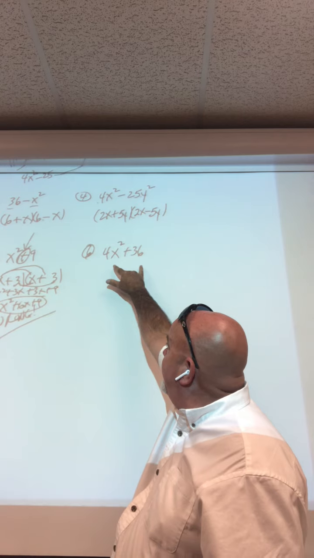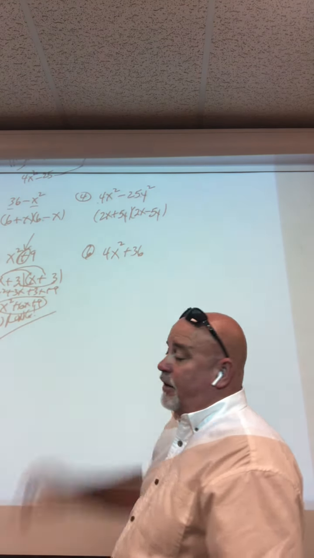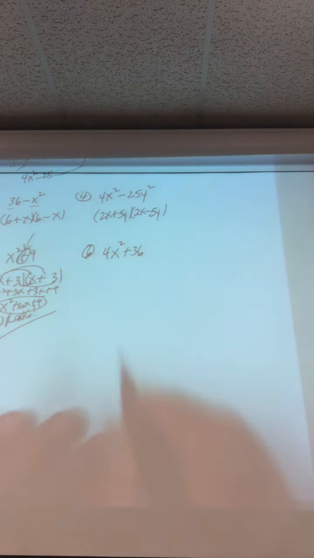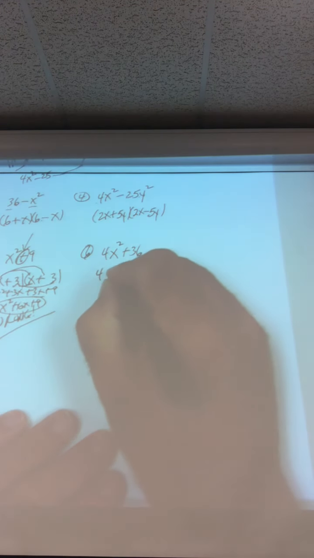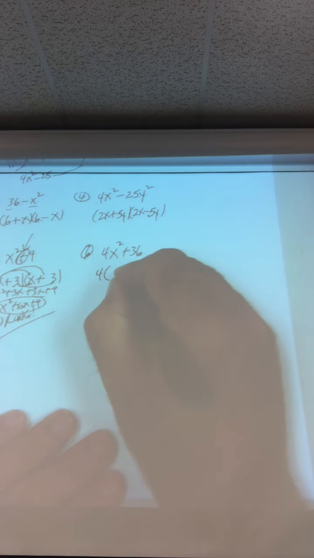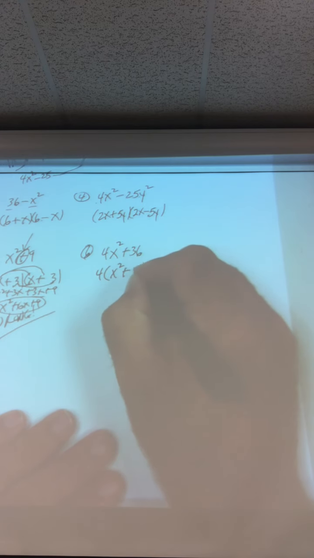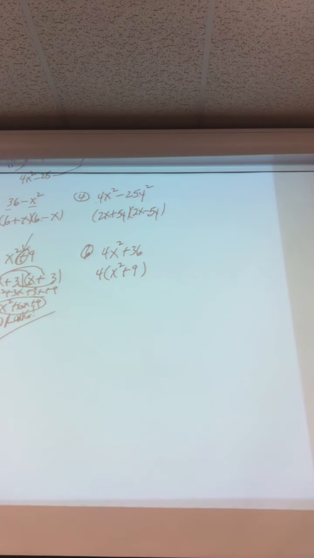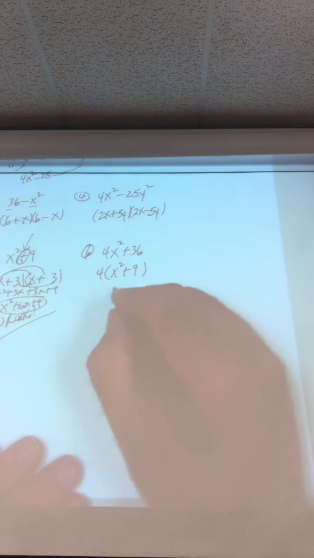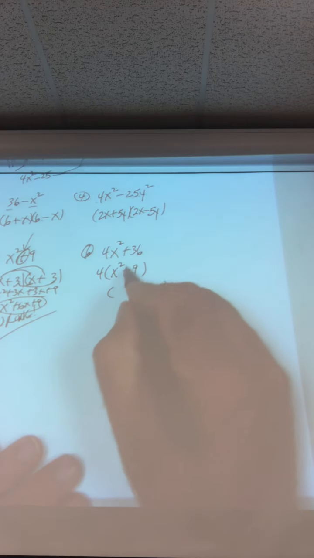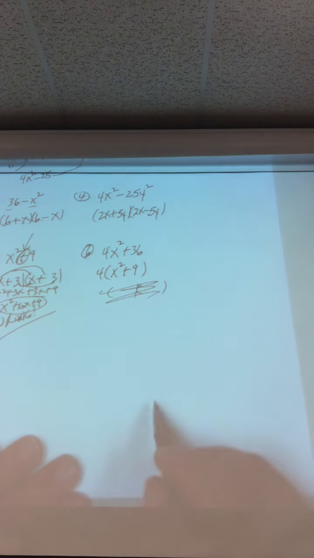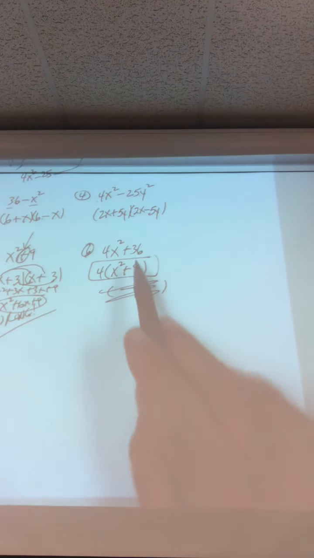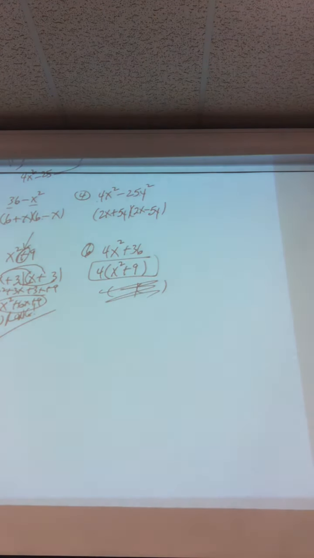So what's the GCF between 4x squared and 36? 4. So the fact that this has a GCF means that it cannot be prime. So take a 4 out, and I'm left with x squared plus 9. Now, it doesn't factor again because that's a plus. But if it has a GCF, I don't care what that sign is. If it has a GCF, it can't be prime.